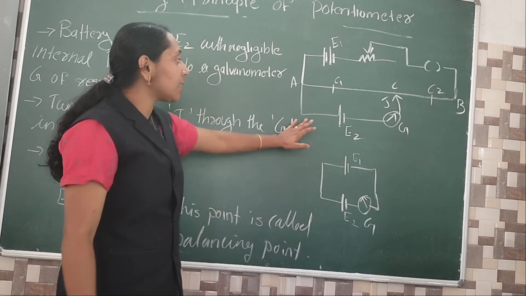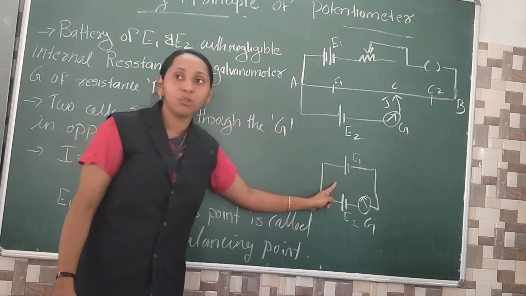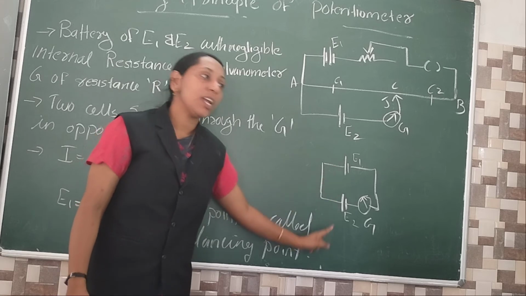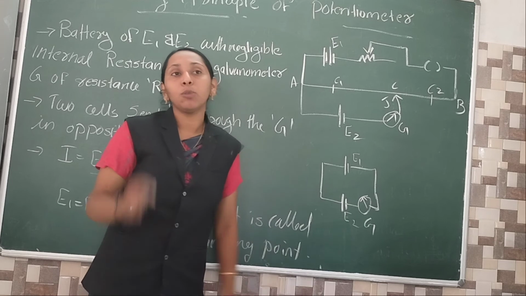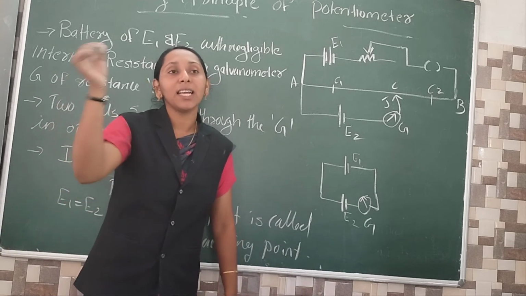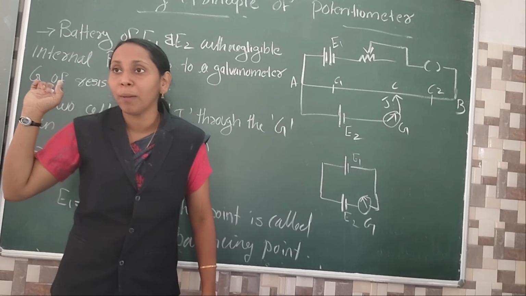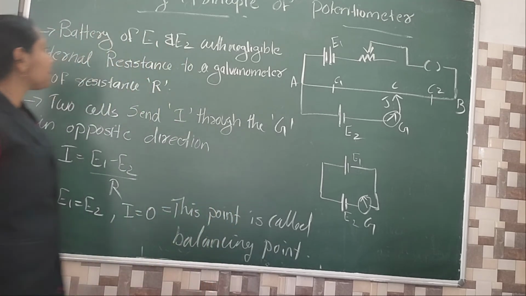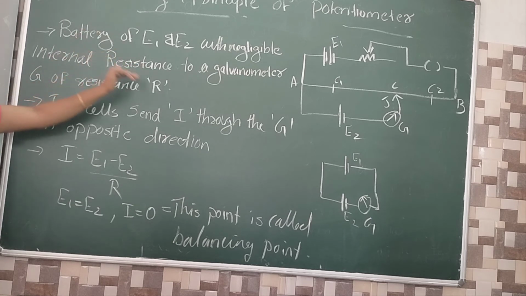Okay, so this is the arrangement. I am going to redraw the diagram. I need 2 cells, E1 at the top and E2 at the bottom, connected through the galvanometer. So what does balancing point mean? We need 0 in the galvanometer. You know this from before, right? How will it happen? Look, the batteries E1 and E2 have negligible internal resistance.